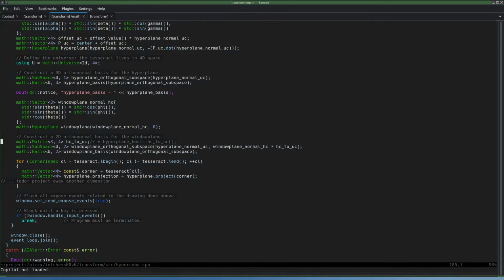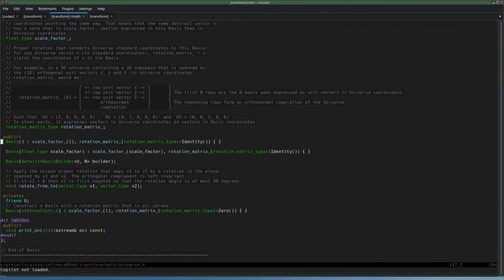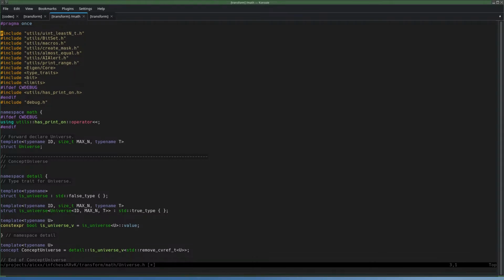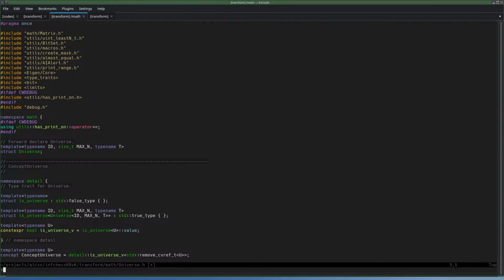Must be a basis. Yeah, and that is a basis. Hyperplane basis. The basis defined here. And this should then. Oh boy. Yeah. Okay. Now we have circular header dependency. Or not. Actually, no we don't. This is universe. Okay, so we can just include matrix here. Let's put this a bit low, no, higher of course. The newer the higher.